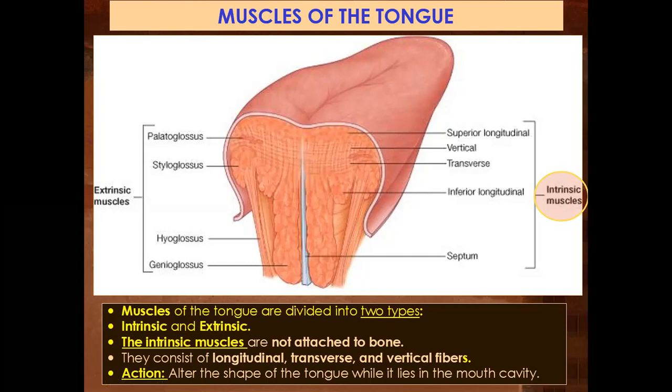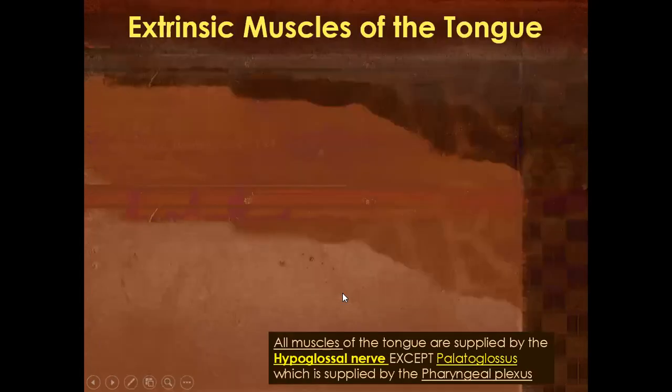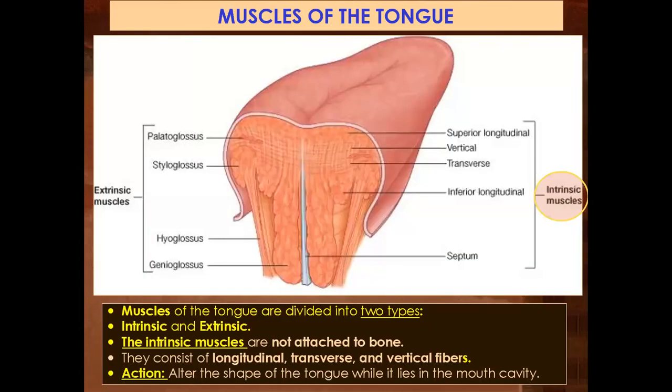So what is the function of these muscles? They help in altering the shape of the tongue while it lies within the mouth cavity. Whenever the longitudinal muscle becomes short, the tongue becomes short. Whenever it wants to become long, then the muscles are pulled up. Similarly, the vertical and transverse muscles help in the thickening as well as the narrowing of the tongue. So those are the intrinsic muscles: vertical, transverse, as well as the longitudinal muscle fibers.